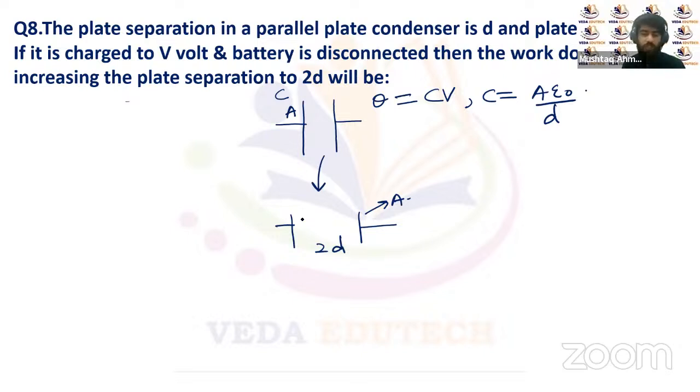So what is going to change here? The total charge will be constant here. Whatever the charge was before, the same will be the charge after. What changed is the capacitance, because the capacitance depends upon the separation between the two plates. If the separation has been doubled, the capacitance will become half. So the new capacitance will be A epsilon naught upon 2D.